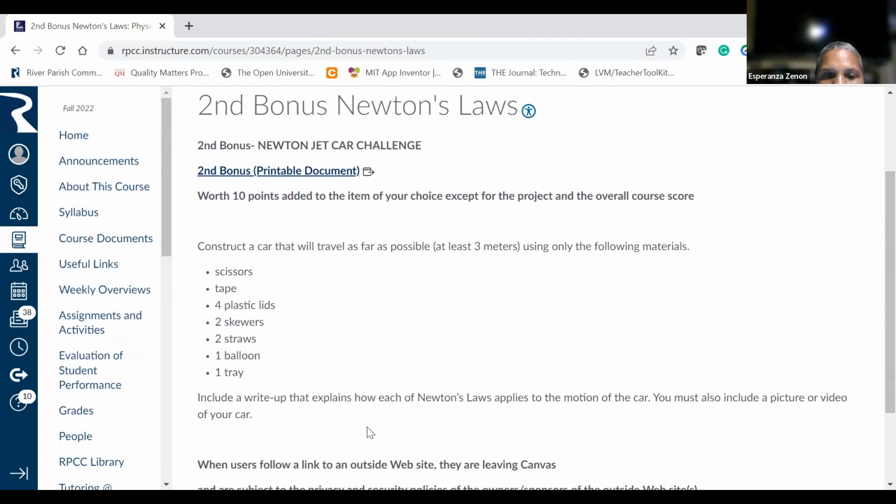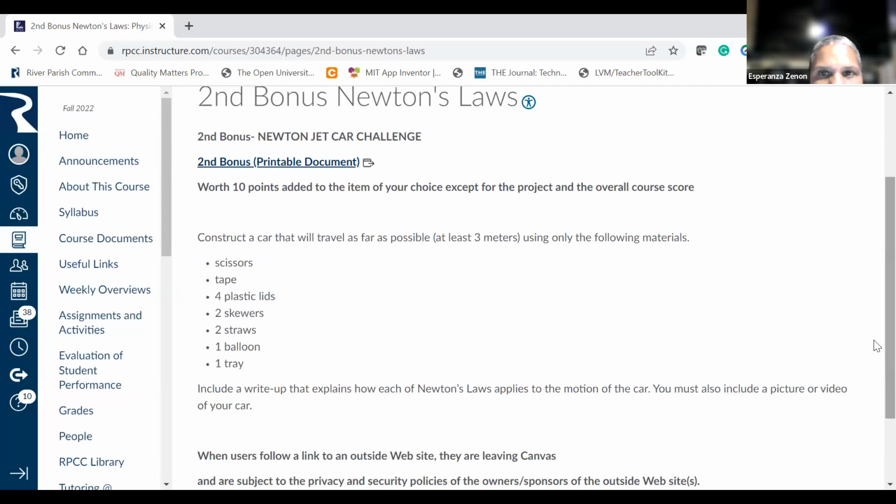You do a write-up that explains how each of Newton's laws applies to the motion of the car. I don't tell you how long. I just tell you that that's what has to be part of the write-up, and a picture or video of your car, okay? So you submit those 2 things, the write-up and a picture or video of your car, and it's worth 10 bonus points, and you can add those bonus points to whatever assignment category you choose, except the project or your overall course grade.